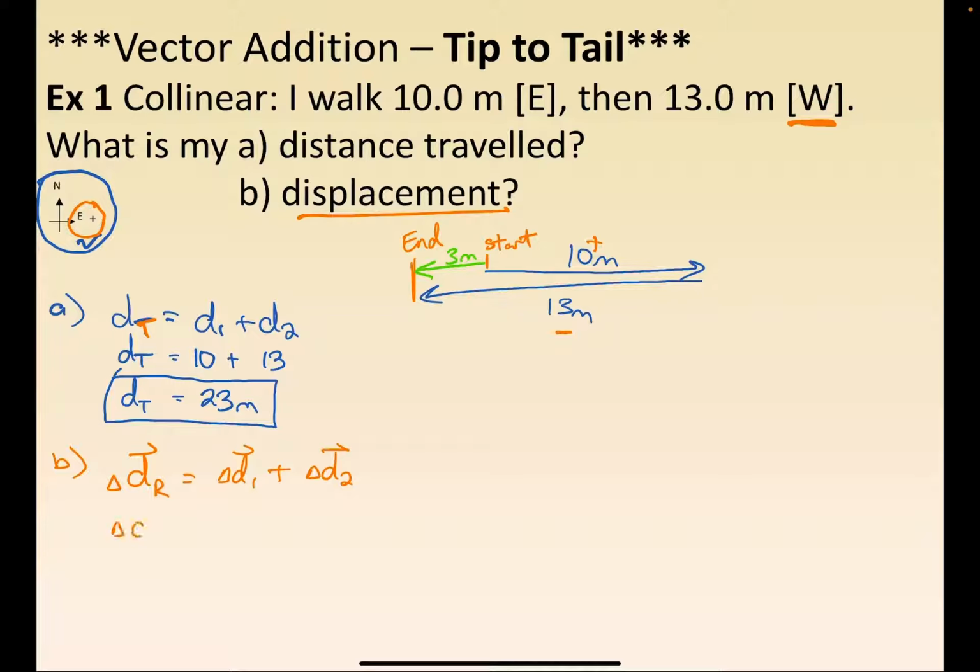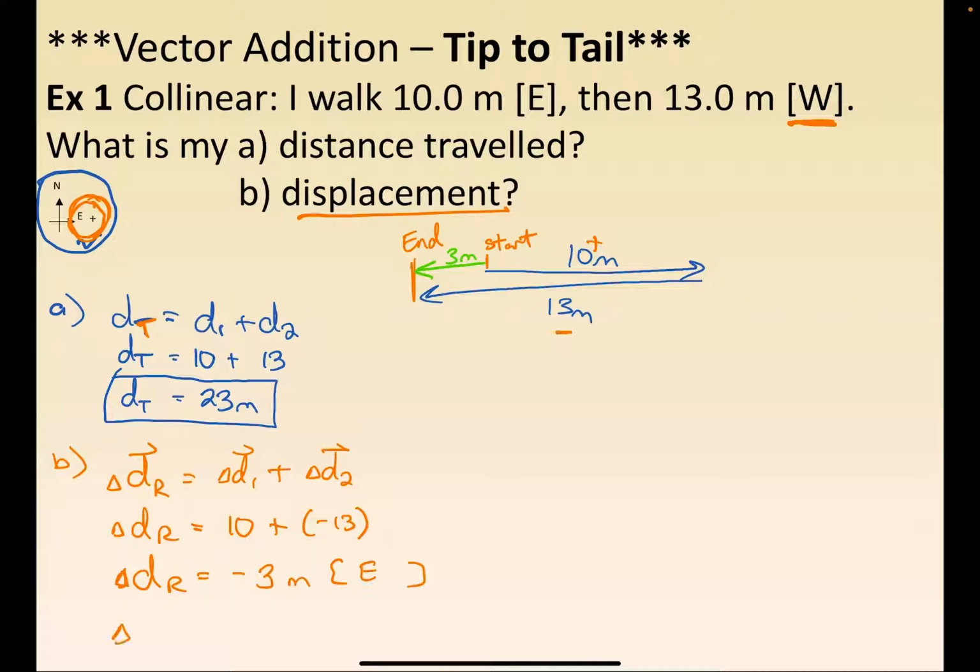So when I sub these numbers in, I'm going to say 10 plus negative 13. And that's going to give me, this triangle here is the delta sign, negative 3 meters. The direction of my first answer is always in the positive direction up here. So negative 3 meters east.